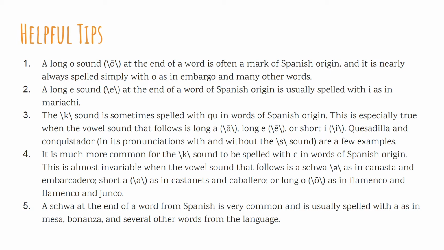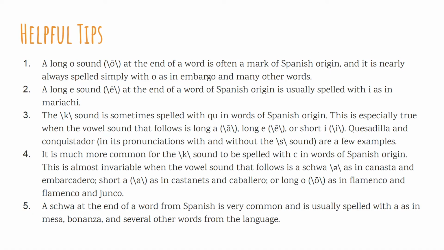Third, the K sound in Spanish words is often spelled with QU, especially after vowel sounds that follow the long A sound, long E sound, or short I sound. Quesadilla and conquistador are a few examples of this, because in quesadilla it's spelled QUE, and in conquistador it's spelled QUI. It's also very common for the K sound to be spelled with C in Spanish words.